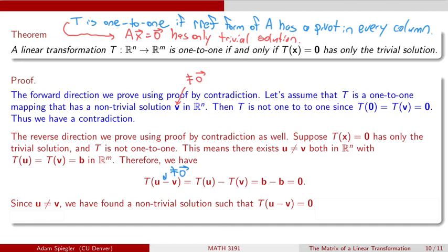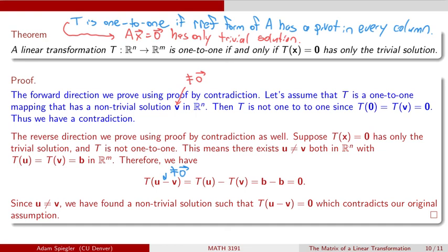We reached the contradiction, so this tells us that it would be impossible for both of these statements, that Tx equals 0 has only the trivial solution, and T not being one-to-one, to both be true. So therefore, if T of x equals 0 has only the trivial solution, this means that T has to be one-to-one. And that completes our proof. We've proven both the forward and the reverse direction using proof by contradiction.